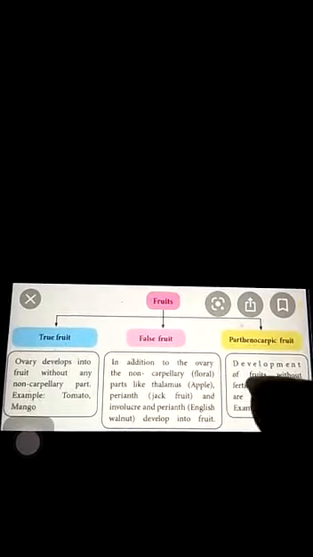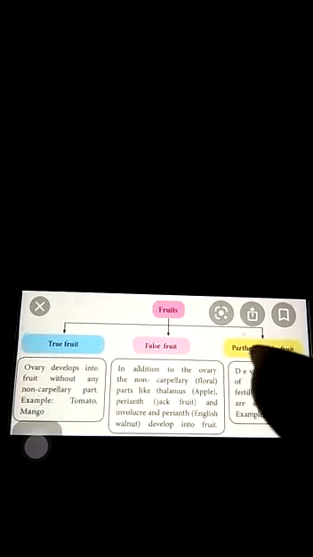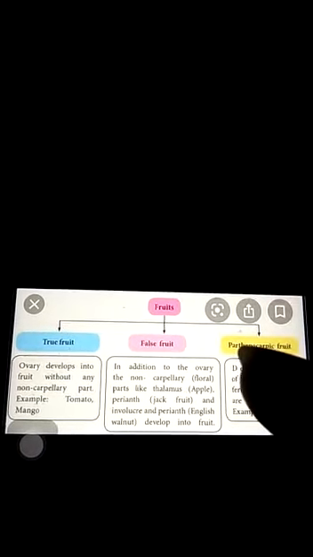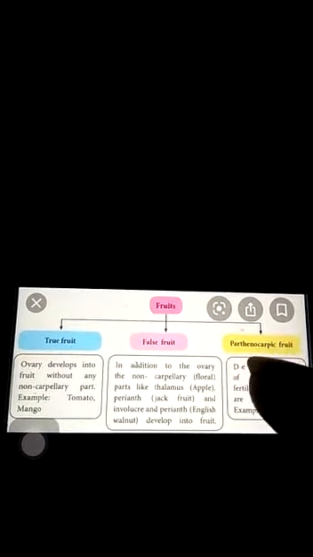So we learned today about the post-fertilization events, in which we learned embryo development. We learned about the seed, that is dicot seed, monocot seed, dicot embryo, monocot embryo, and the fruits and its types.